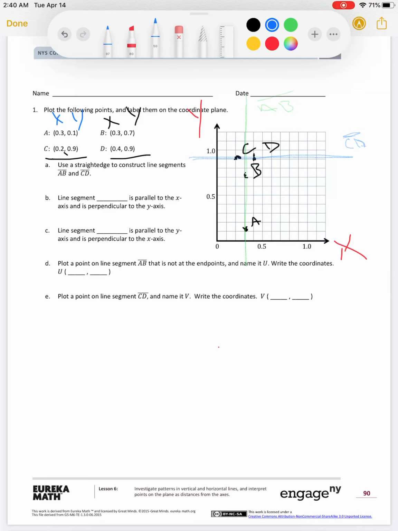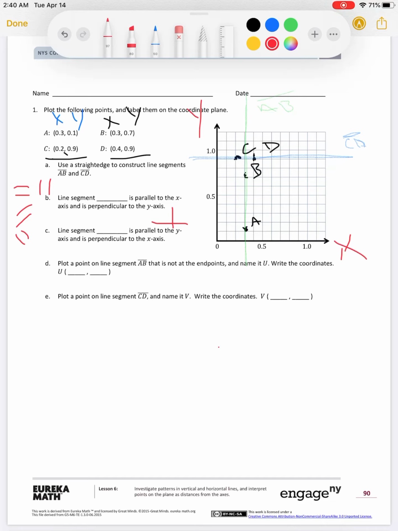Line segment blank is parallel to the x-axis and perpendicular to the y-axis. Let's remember what those words mean. Parallel. Remember the clue. Parallel, those two L's, and they can go in any direction. They can go this way. They can go that way. They can go this way. As long as you have those two lines moving in the same direction. And then perpendicular means they kind of cross each other like that.